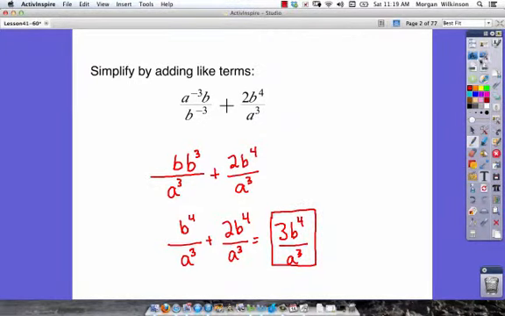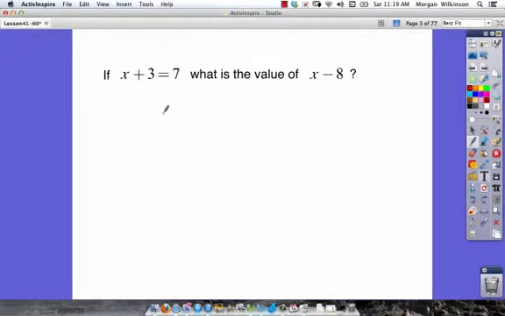Let's look at our next example. Here we have, if x plus 3 is equal to 7, what is the value of x minus 8? Now this question has two parts. What we need to figure out first is what our x value must be in order to make our first equation true. Well, in this, what number plus 3 equals 7? That must be 4. X must be equal to 4 because 4 plus 3 is equal to 7. We could do that one with mental math.